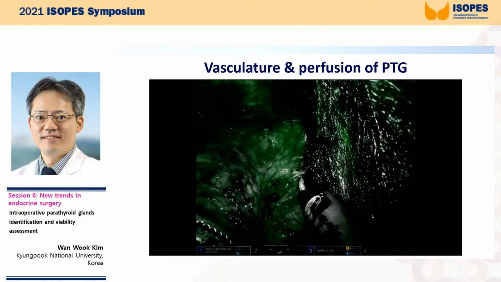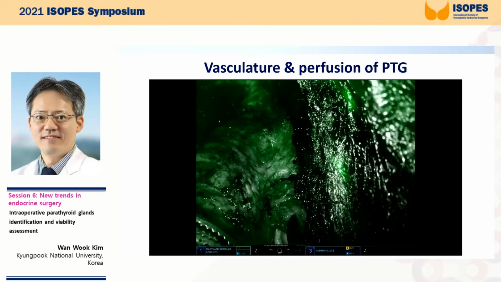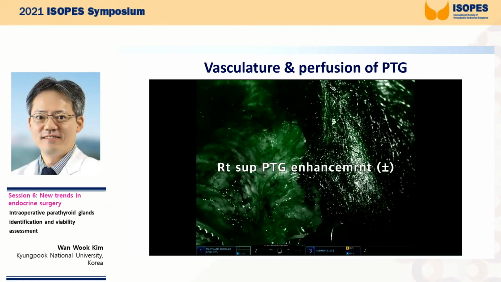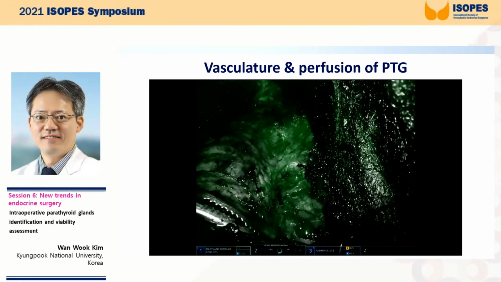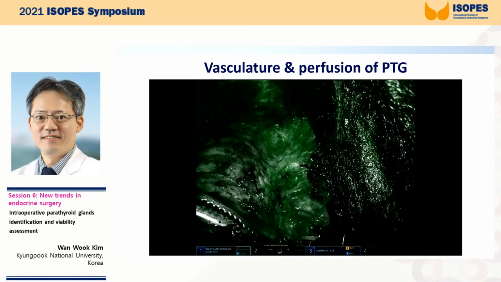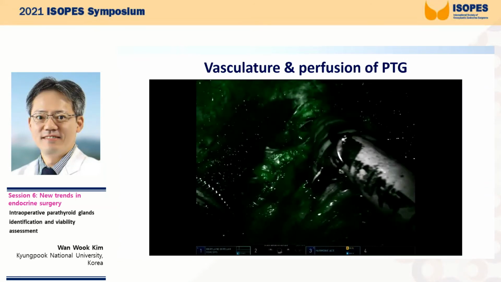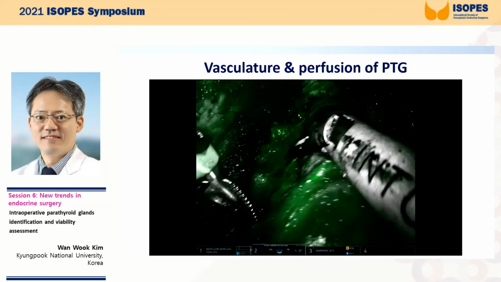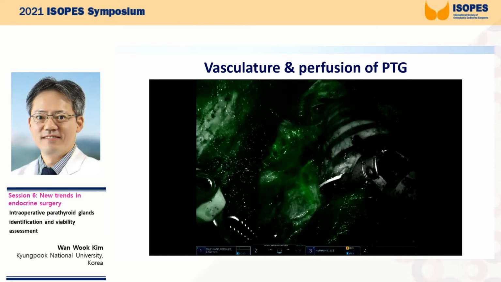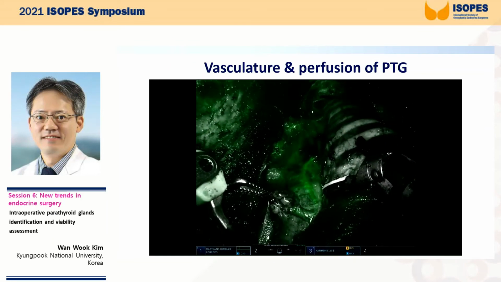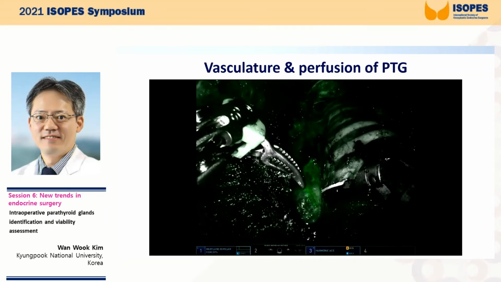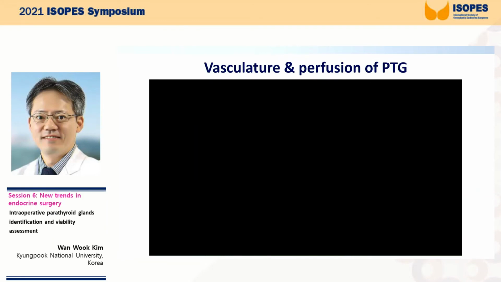The right superior parathyroid gland was judged to be a moderately perfused parathyroid gland with a small feeding vessel. The left inferior parathyroid gland was thought to be a well-perfused parathyroid gland with a similar degree of enhancement to the surrounding vessel. The left superior parathyroid gland had no perfusion. This patient had no hypocalcemic symptoms, with normal calcium and PTH levels after surgery.